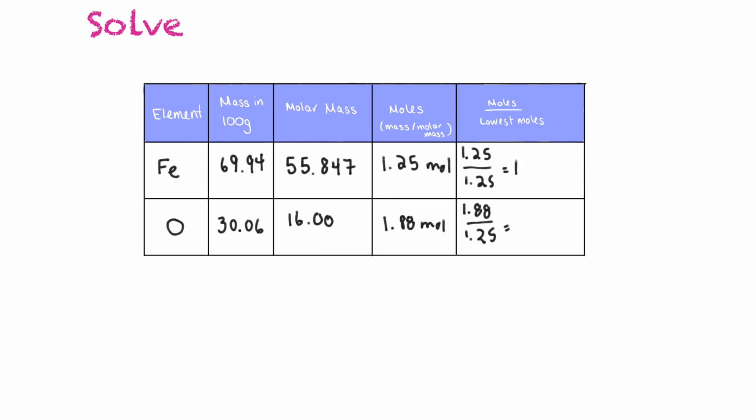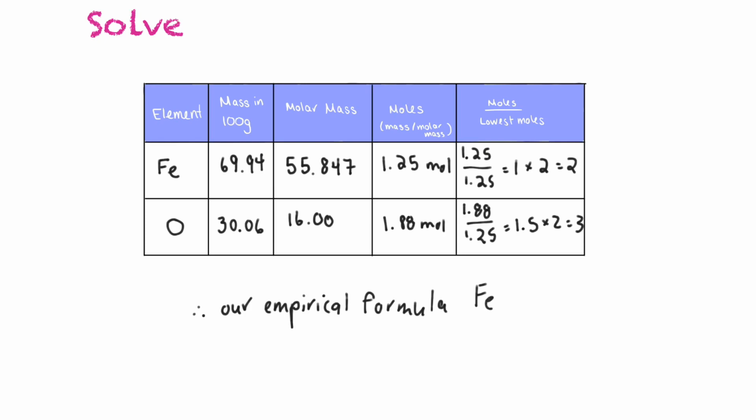And we're not going to get a nice even number this time. It's 1.5. So if you get a case like this where your answer doesn't work out evenly, you need to think of a number that you can multiply both by to get a whole number. So if we multiply both of these numbers by 2, we'll get a whole number. So 1 times 2 is 2, and 1.5 times 2 is equal to 3. So this time, our empirical formula for this compound is Fe2O3.